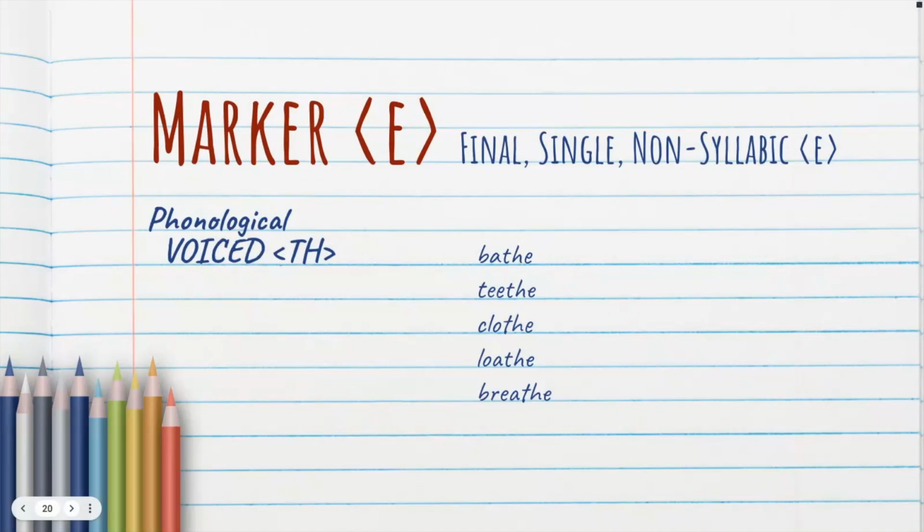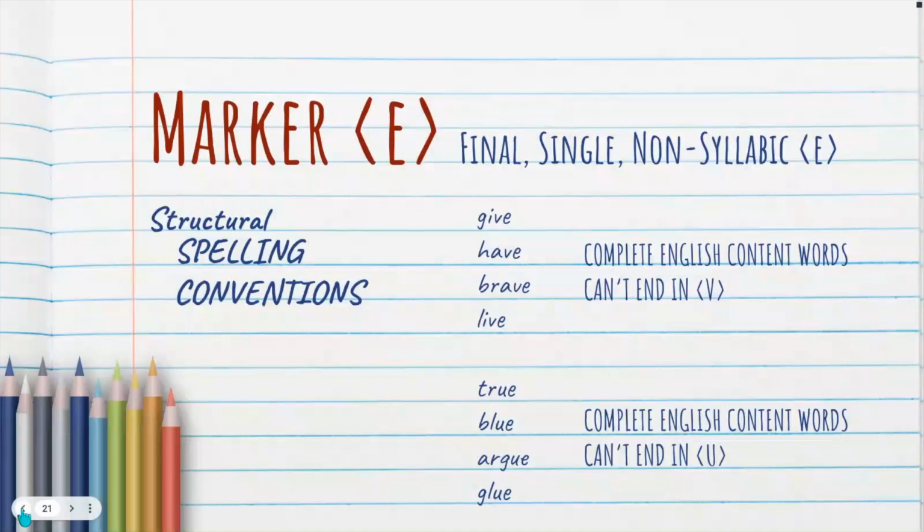Another example of its contribution to sound and pronunciation is in a voiced TH. So the difference between bath and bathe, teeth, teethe, cloth, clothe, loath, loathe, breath, breathe. But that voiced TH, the E, that's what the E is doing there. Now, I don't have examples of this right now, but there are times when E does more than one job, and I'm going to talk about that.